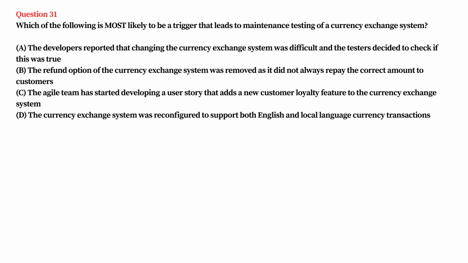Answer B is correct. A system modification, such as a fix or enhancement, is an example of a trigger for maintenance testing. The removal of the refund option of the currency exchange system was a fix that would lead to maintenance testing. Answer C is not correct.